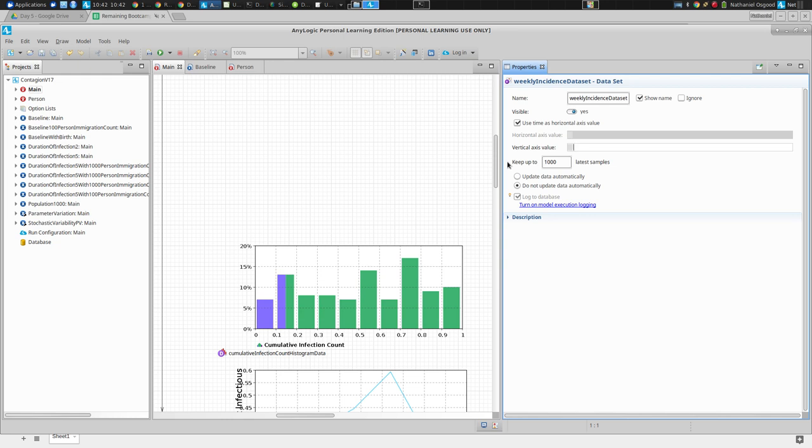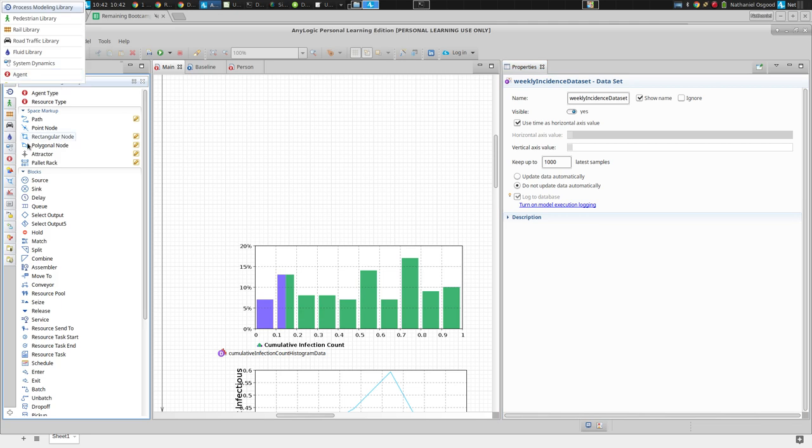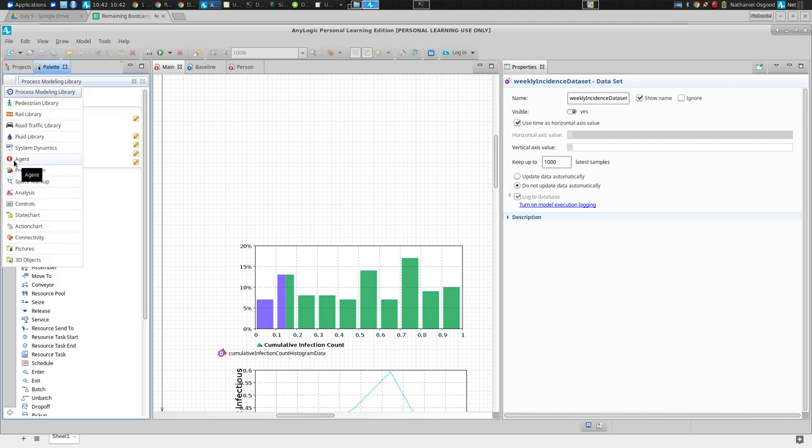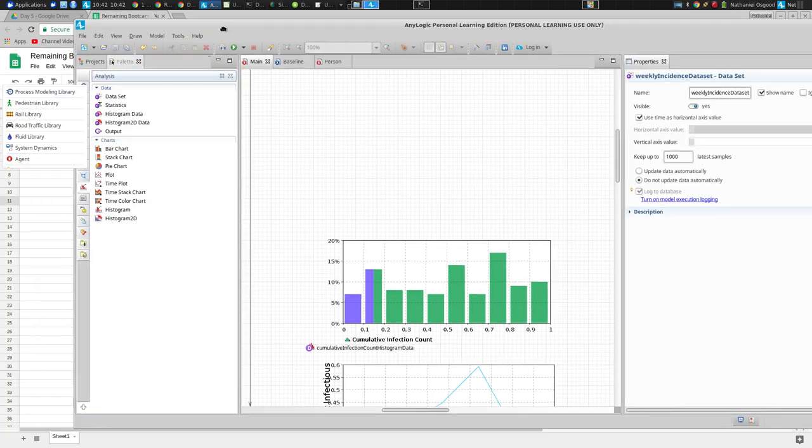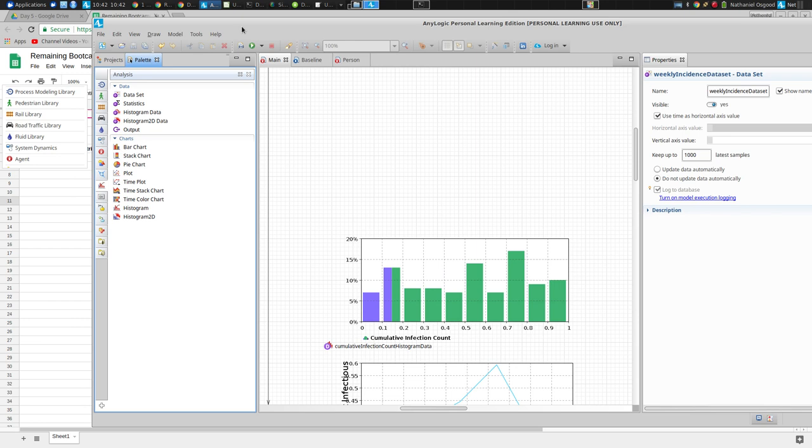Okay, so I'd like to add a scatter plot above this histogram. So I'd like you to go to View and go to the palette, and go to the analysis area of the palette. Specifically, I'd like you to drag in this thing that says plot. Not time plot, but plot.